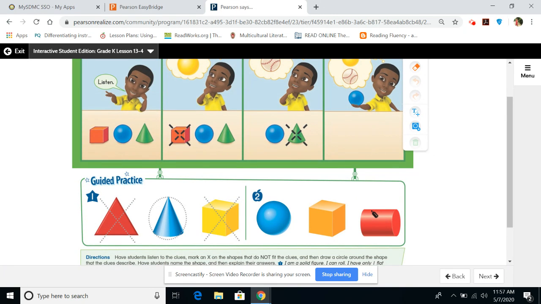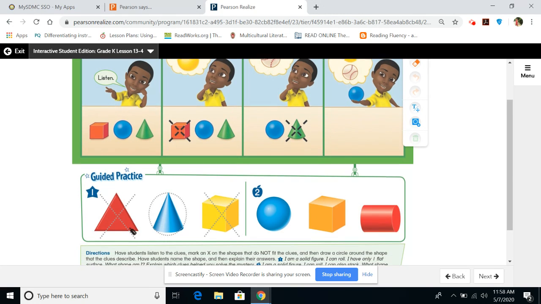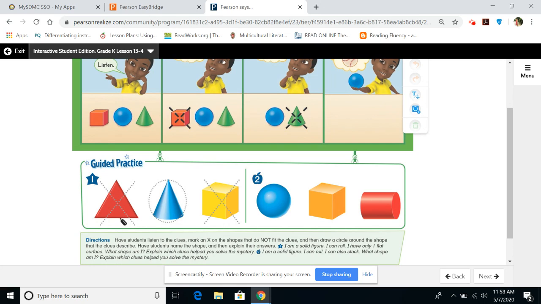On my next page, the directions are listen to the clues, mark an X on the shapes that do not fit the clues, and then draw a circle around the shape the clues describe. So we can see here for number 1 that they did that for us already. The clues were I am a solid figure, I can roll, I have only one flat surface. What shape am I? And we can see that they put an X on the shapes that did not fit the clues and they put a circle around the shape that did fit the clues.